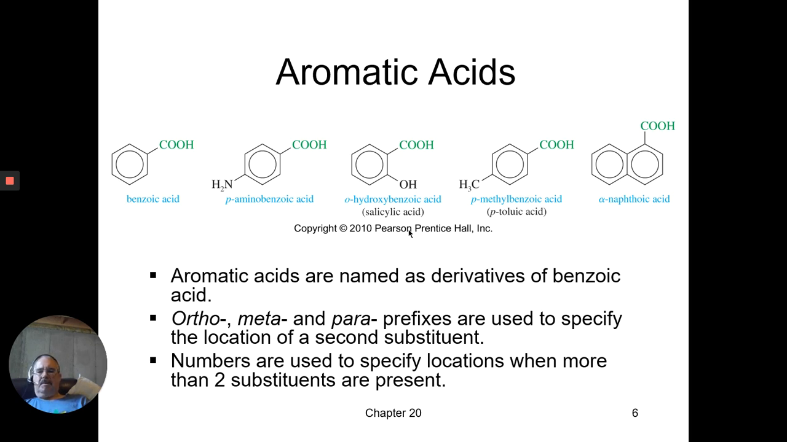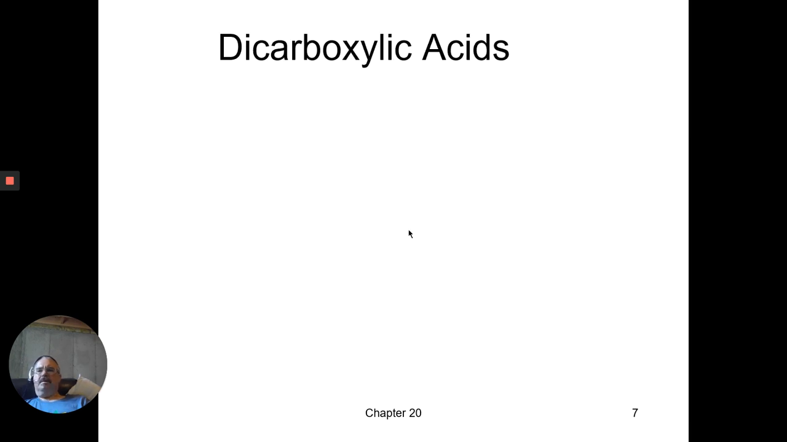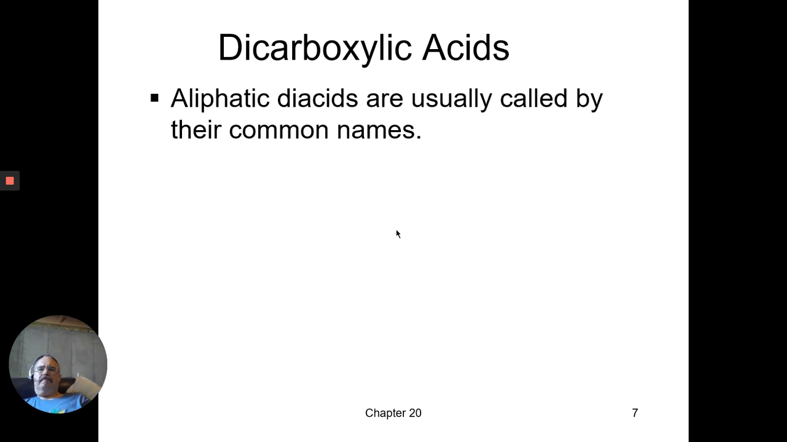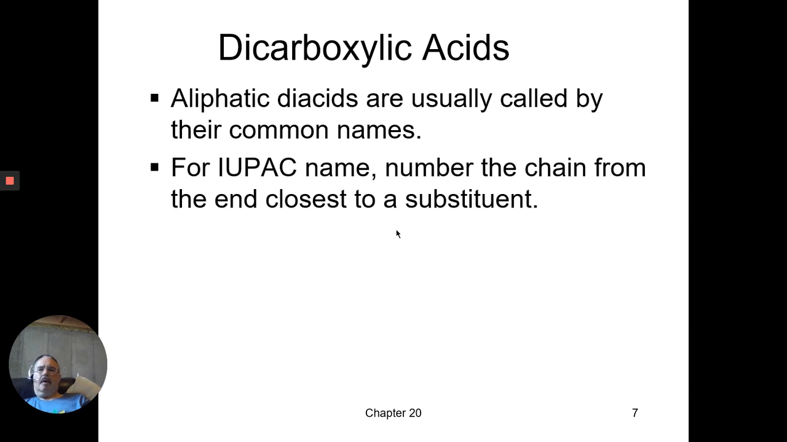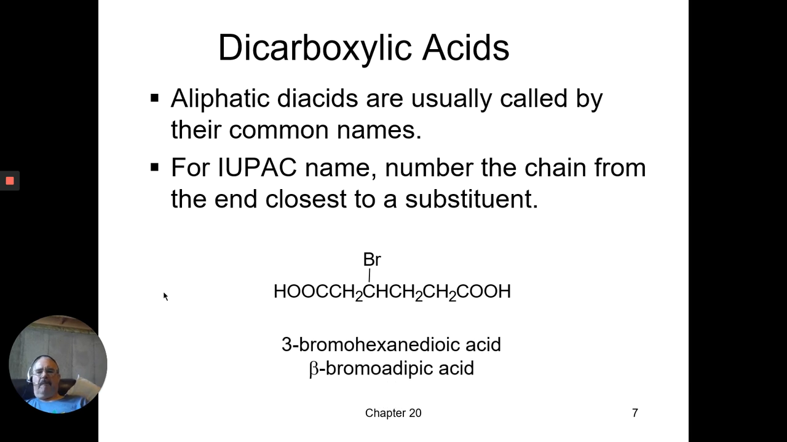Okay, we do need numbers, especially when two or more substituents are present. Dicarboxylic acids are usually called by their common names, particularly in the United States. For the IUPAC name, we number the chain from the end closest to the substituent. So this has 1, 2, 3, 4, 5, 6. That would be 3-bromohexanedioic acid. If we have a dicarboxylic acid, it's a dioic acid.